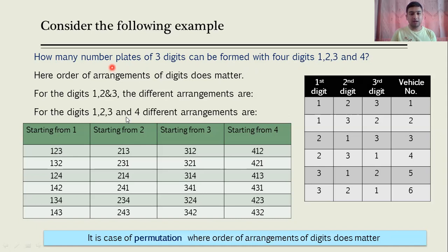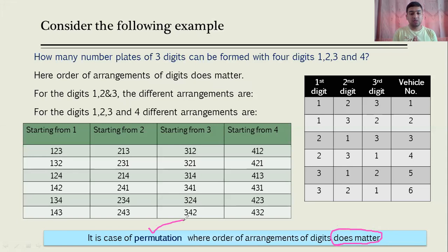Again I am repeating this statement. In 24 different ways we can select 3 digits out of 4 digits to get a different vehicle number plate. So this is a case of permutation, where the order of arrangement of digits does matter. This is very important: the order of arrangement of digits does matter. So it's a case of permutation, where the order of selection is very important.